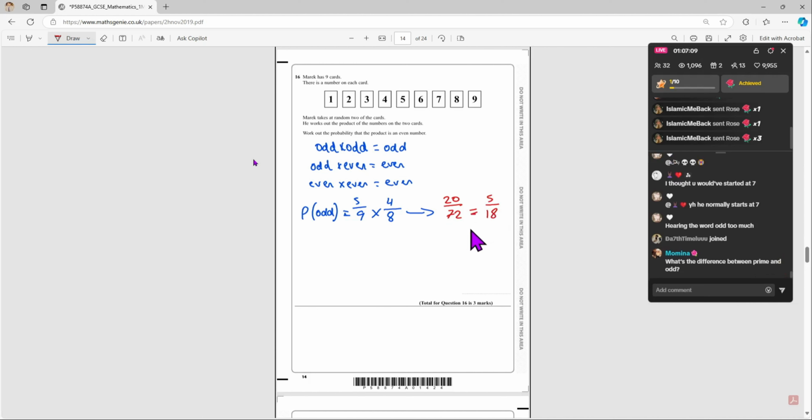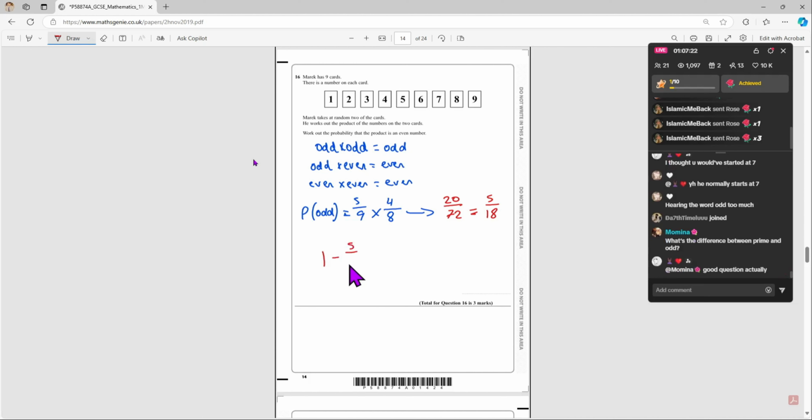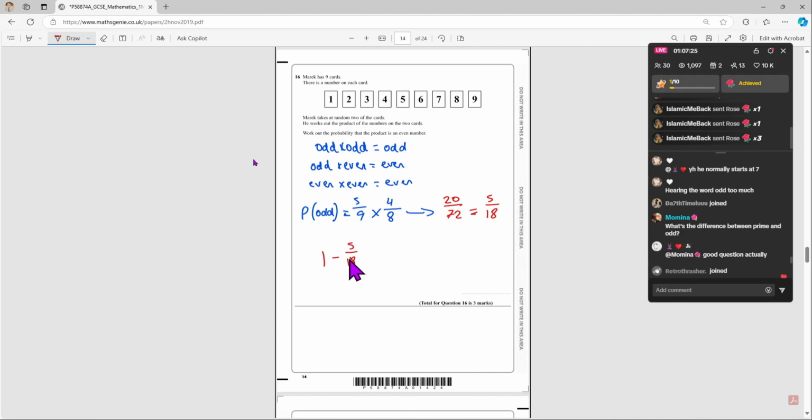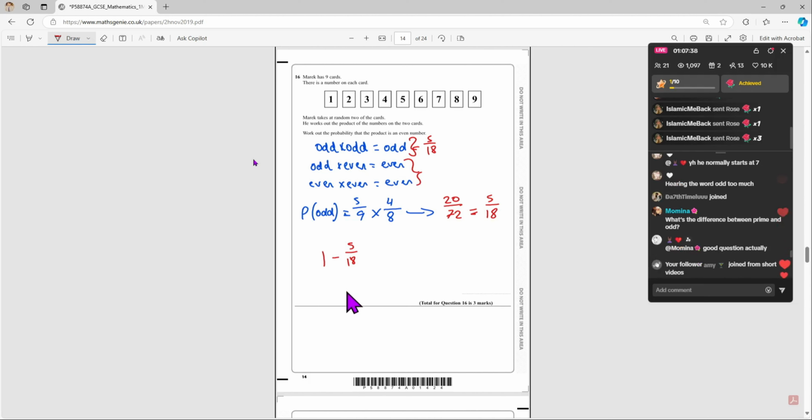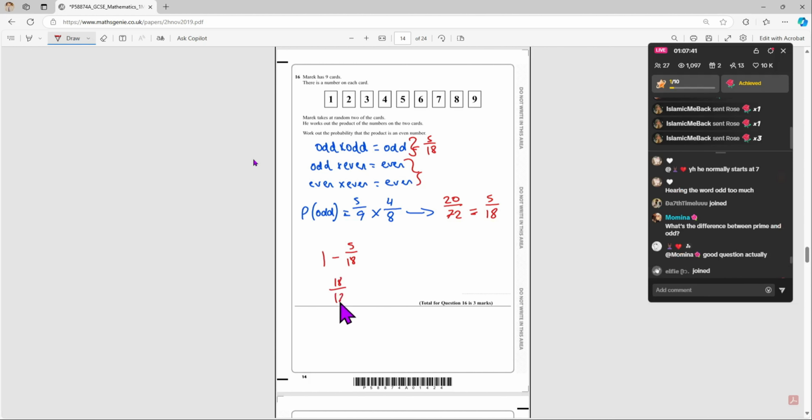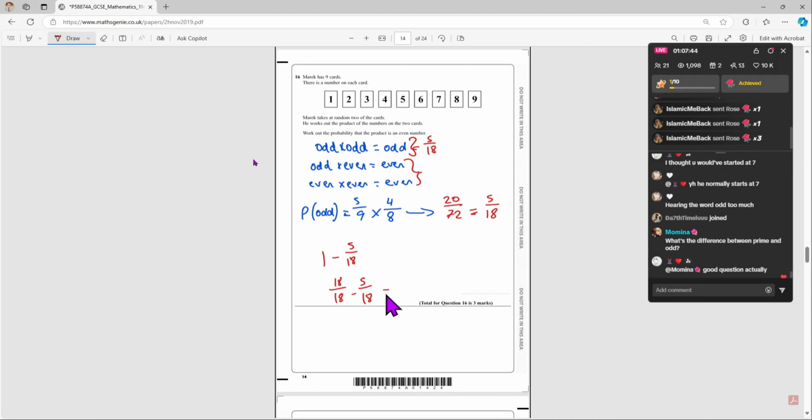So we've worked out the probability it is odd. We need to work out the probability it is even. So we do 1 minus 5 over 18, because probabilities add up to 1. We know this is equal to 5 over 18, and together they equal 1. So it's going to be 18 over 18 minus 5 over 18 to make it easier. It's going to be 13 over 18, and that is going to be your answer.